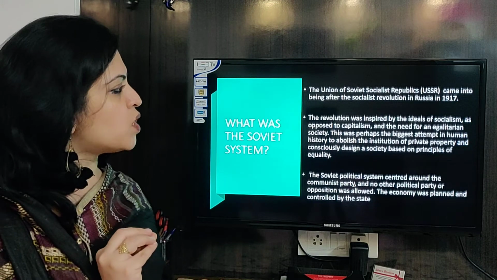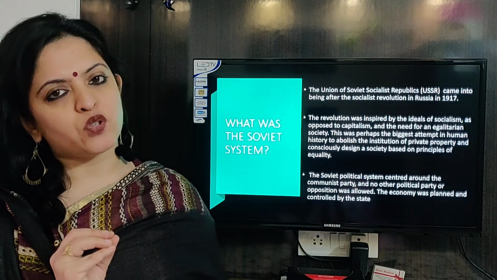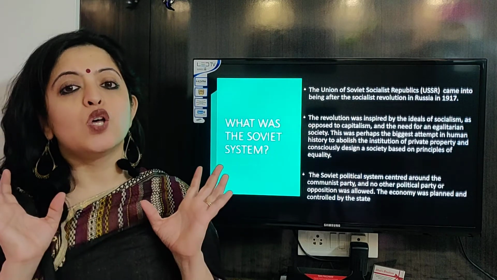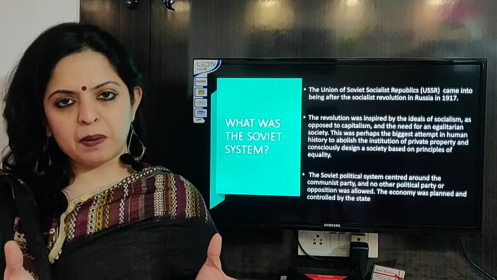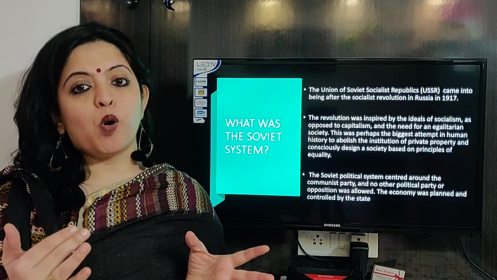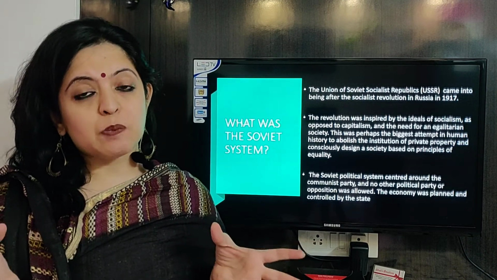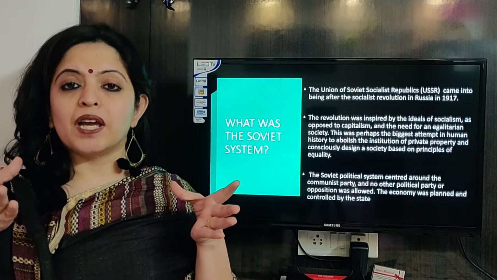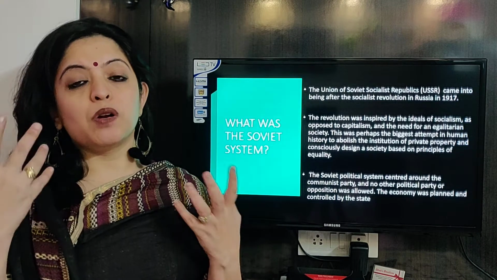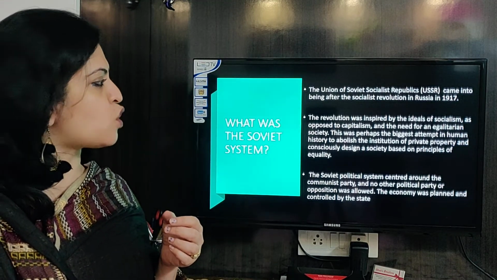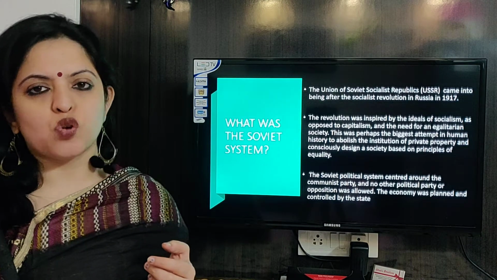Now the revolution was inspired by the ideals of socialism. Socialism means a society that is based on social welfare of the people, that is opposed to capitalism. Okay, that is opposed to privatization. तो इसमें हम ऐसे प्रिंसिपल्स पे बेस्ड सोसाइटी चाहते थे वहां के लोग जो कि इक्वालिटी पर बेस्ड हो, जिसमें उनका वेलफेयर हो सके. So the revolution was inspired by the ideals of socialism and was opposed to capitalism.